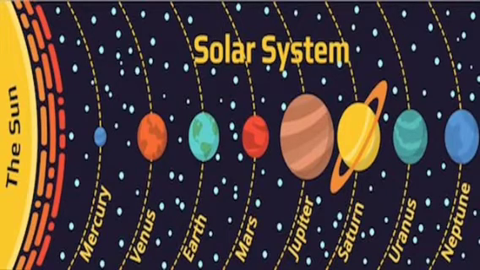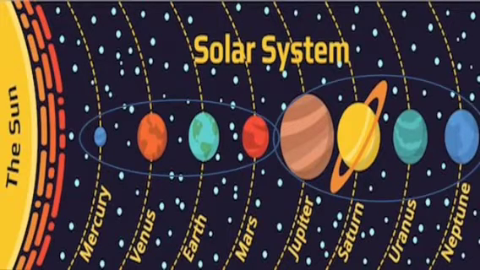Now let us understand in detail about all these planets. These 8 planets are divided into 2 categories. They are inner planets and the outer planets. I'll repeat. The 2 categories of planets in the solar system are inner planets and the outer planets.